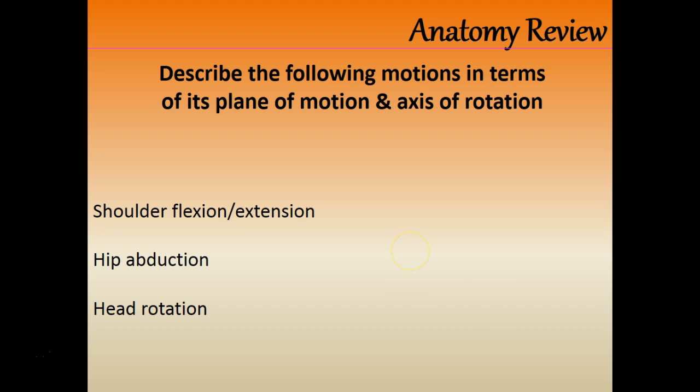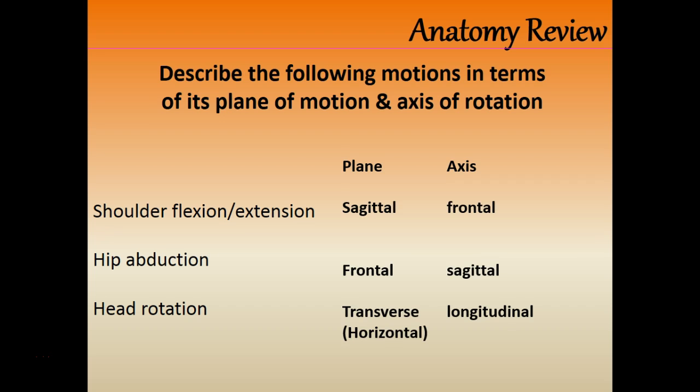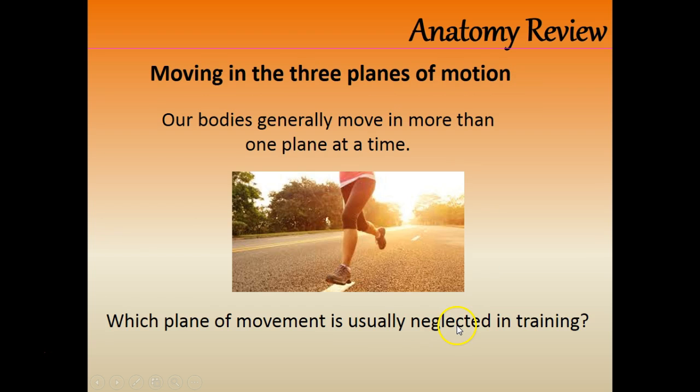So the plane of motion for shoulder flexion extension, right, is going to be sagittal, but it's also occurring about a frontal axis. Hip abduction occurs in the frontal plane about a sagittal axis, and then head rotation occurs in the transverse plane about a longitudinal or vertical axis. So this is the way that when you really describe movement, you should describe it in terms of its plane and its axis, if possible.